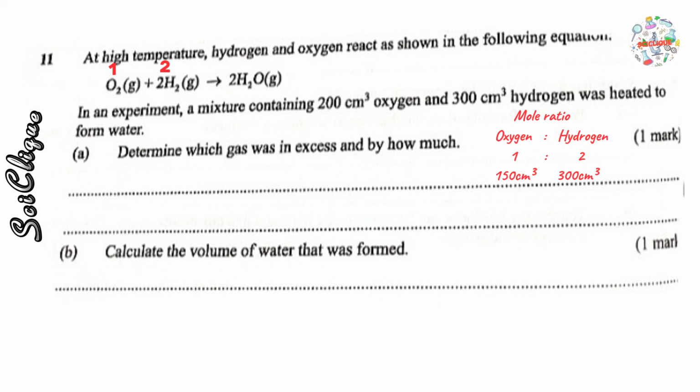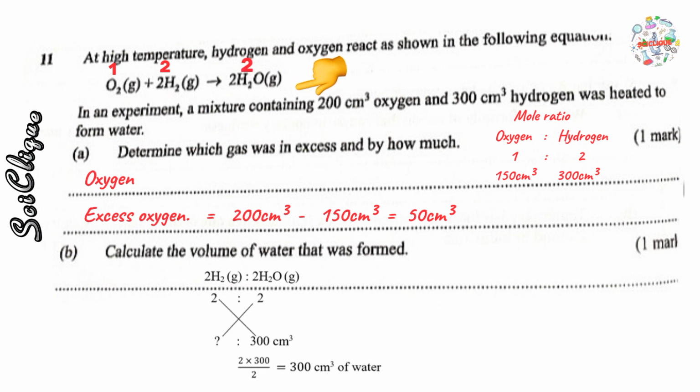So which gas was in excess? Oxygen. By how much? 50 cubic centimeters. Part B, calculate the volume of water that was formed. Now, how many moles of water were formed? 2. So that will be equivalent to that of hydrogen, which is 300 cubic centimeters.